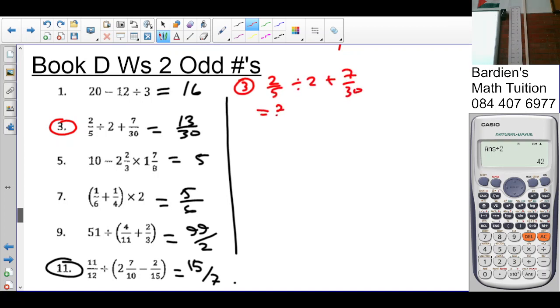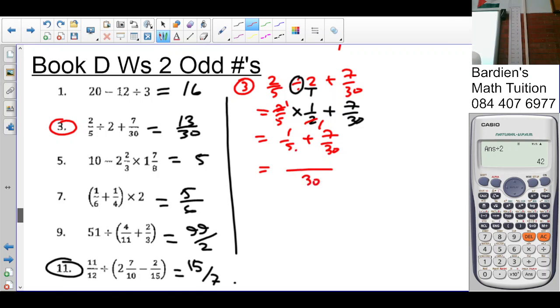2/5, yes? You see what I said? It's over 1, change the multiplication, so it's going to be 1/2. You wrote 2/1. Right. So that goes into there once, so it's 1/5 plus 7/30. What's the LCM? You must times that by 6. So 6 plus 7 is 13/30.